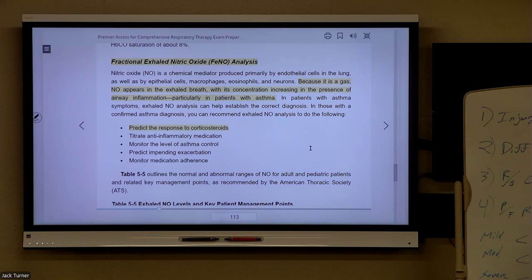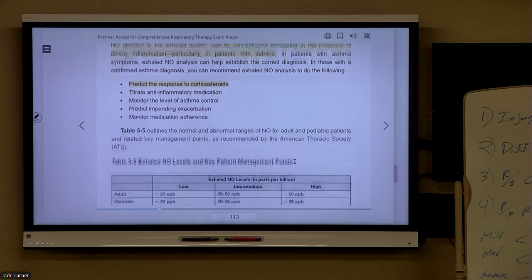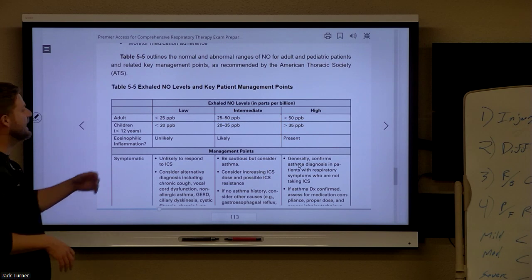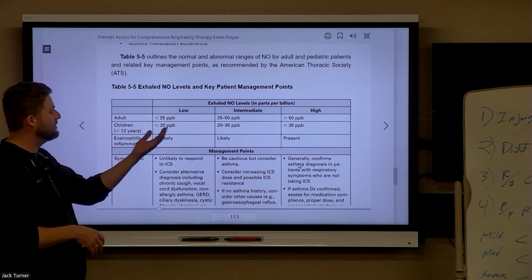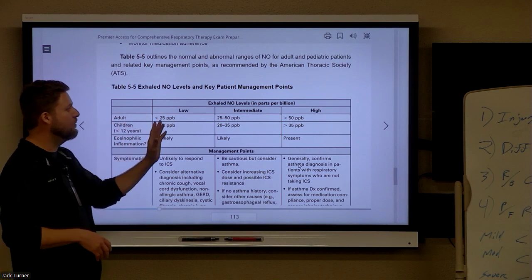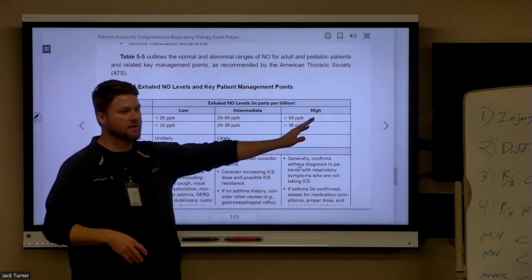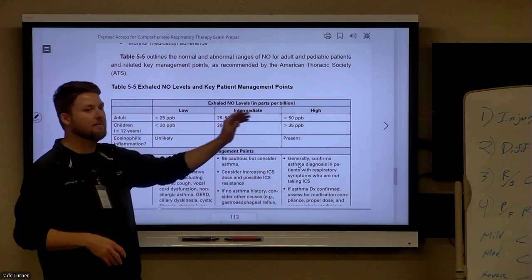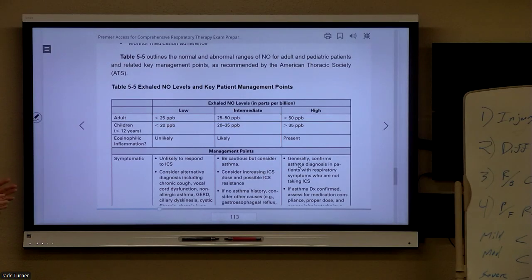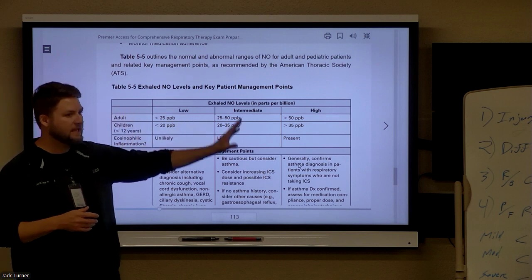That's right. So if you look at this table down here, it tells you what would be normal for pheno. Essentially for adults, anything 25 or less would be normal, children 20 or less, right? Anything above 25 or 20 would indicate we're having some sort of inflammatory response. Above 50, we're really having it. But in general, if you just remember adults 25, children 20, anything above that is telling me there is some sort of inflammatory response.